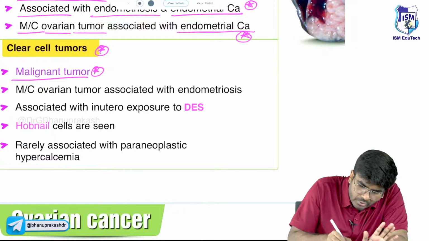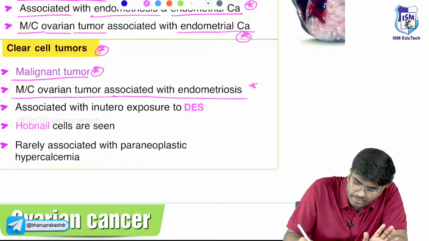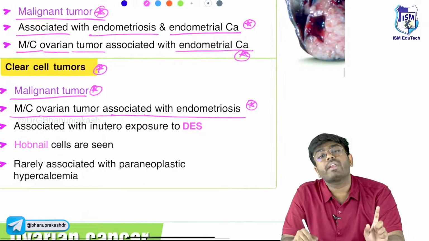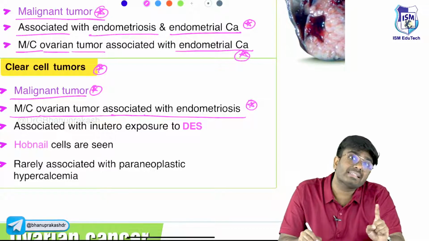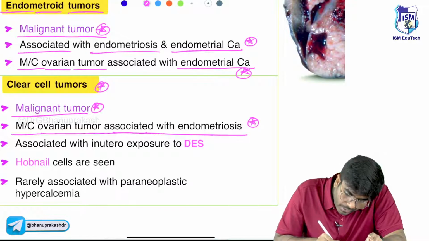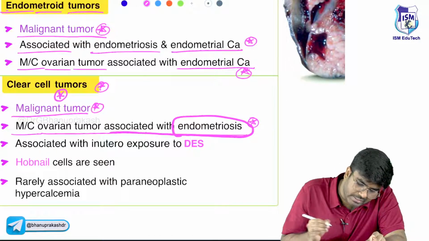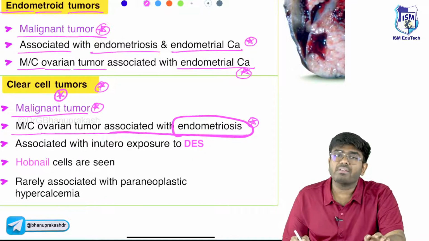Most common ovarian tumor associated with endometriosis. The most common ovarian tumor associated with endometrial cancer is endometrioid tumor. But the most common ovarian tumor associated with endometriosis is clear cell tumor. Now, who can have this clear cell tumor, sir?